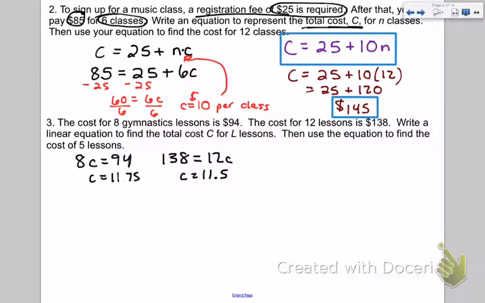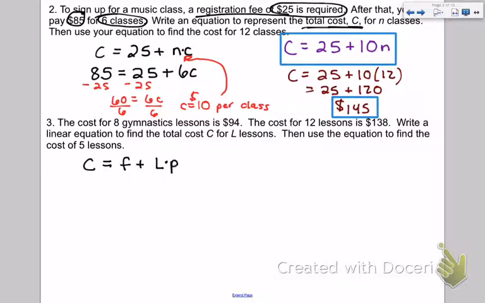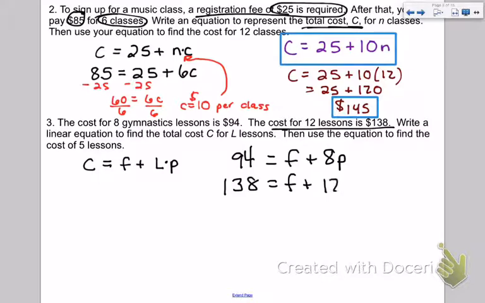Like in the above question, we had a fixed rate of $25 for just the registration. We're going to run into that similar thing here. So I'm going to get rid of that and let's write it out. So if the total cost C is equal to the fixed rate plus number of lessons, L is the lessons, times the price of each lesson. So let's fill in the information. We have $94 is equal to that fixed rate plus number of lessons, which is 8, times the price of each lesson. Let's write a second equation for that second piece of information. It costs $138 for that same fixed rate plus 12 lessons times that price per lesson, so 12 times p.